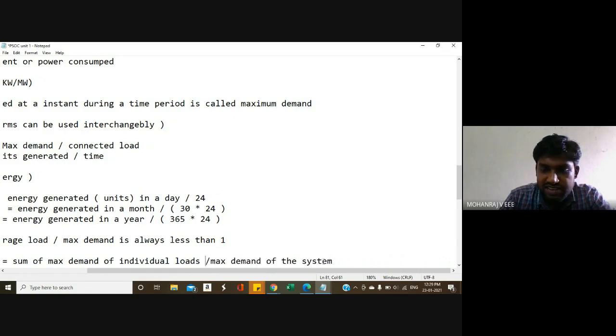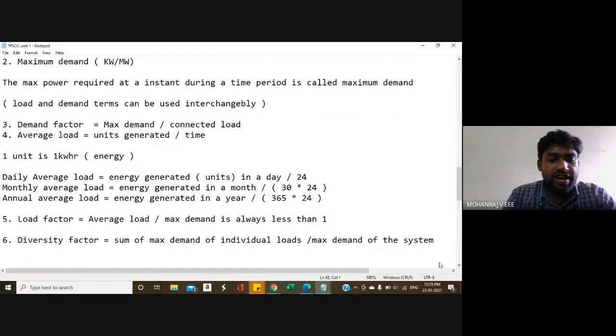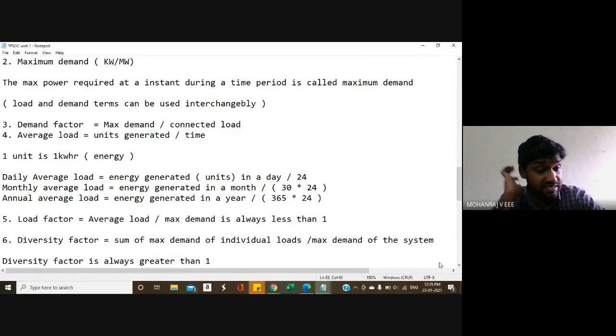That is known as your diversity factor. One more important point: diversity factor is always greater than 1. That is about your diversity factor.